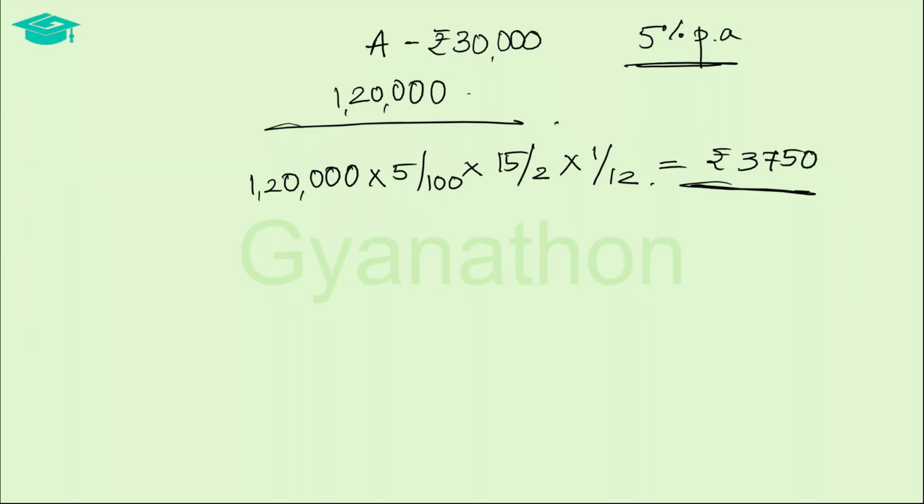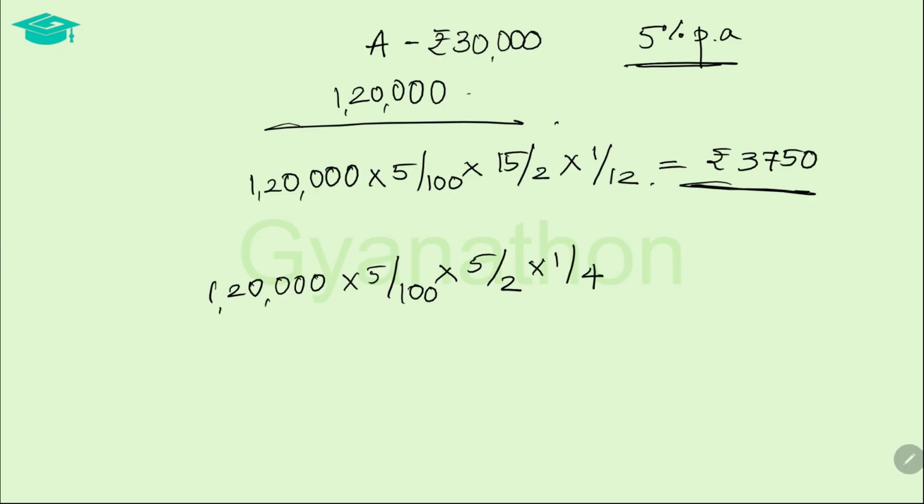Or if we want to calculate it on the basis of quarters, then how will the formula be? It will be 1,20,000 into the rate of interest, which is 5%, into the average period which we had seen on the basis of quarters, which is 5 by 2. That was 4 quarters plus 1 quarter divided by 2. And the whole thing is divided by 4 since we are calculating on the basis of quarters.